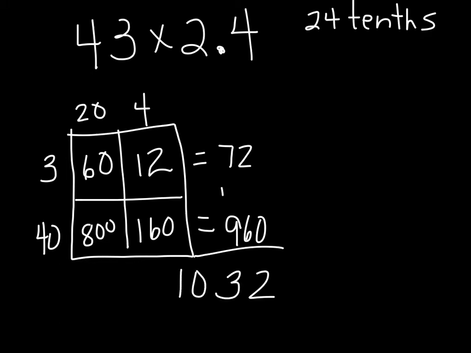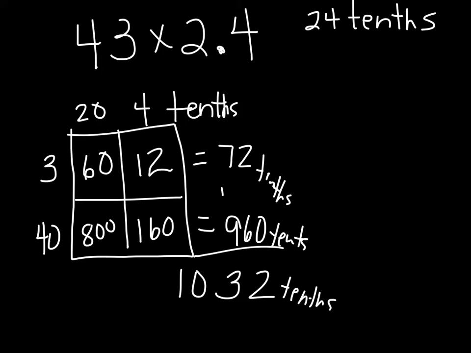and get 1032. But remember, I'm dealing with tenths. So this is tenths, and this is tenths, and that makes this also tenths, 1032 tenths. If I write that in standard form, I end up with 103 and 2/10.